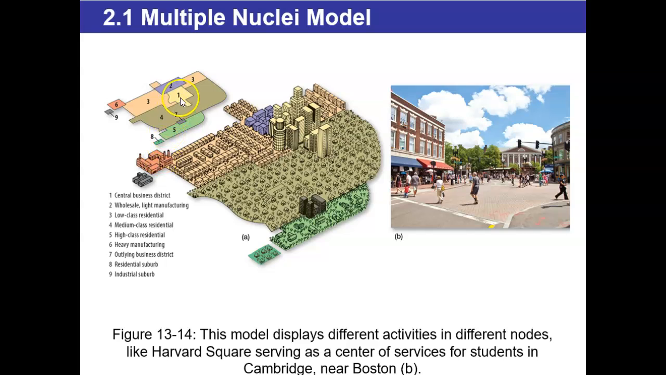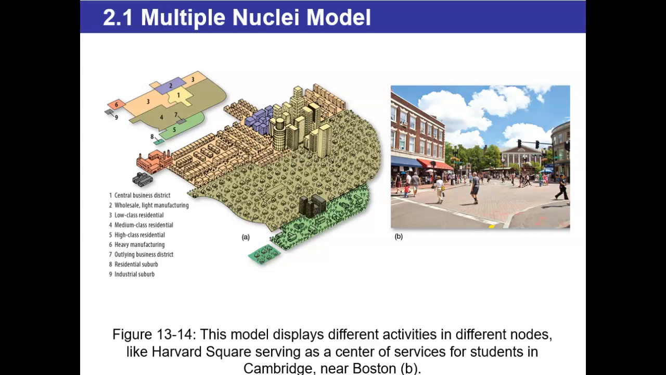The central business district is located in 1. Wholesale light manufacturing is located in node 2. Low-class residential is node 3. Medium-class residential is node 4. High-class residential is node 5. Heavy manufacturing is in node 6. The outlying business district is going to be in 7. The residential suburb is going to be 8. And the industrial suburb is going to be 9.